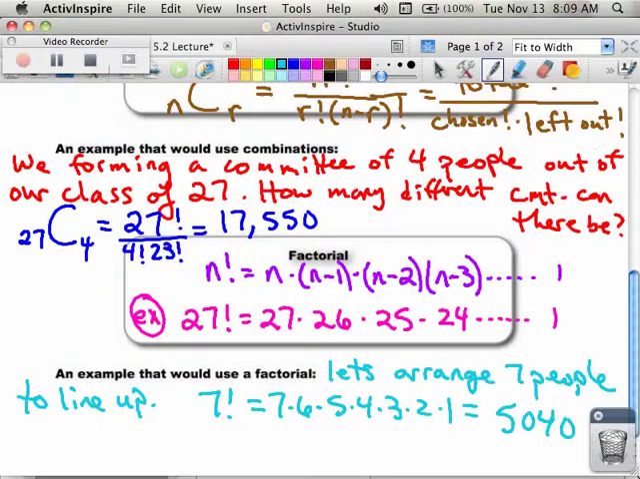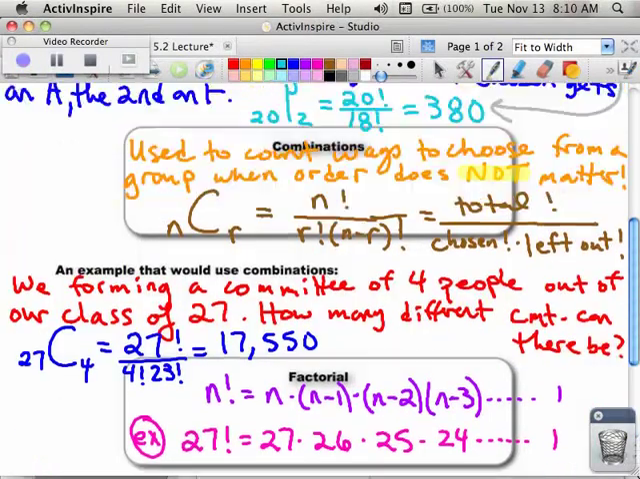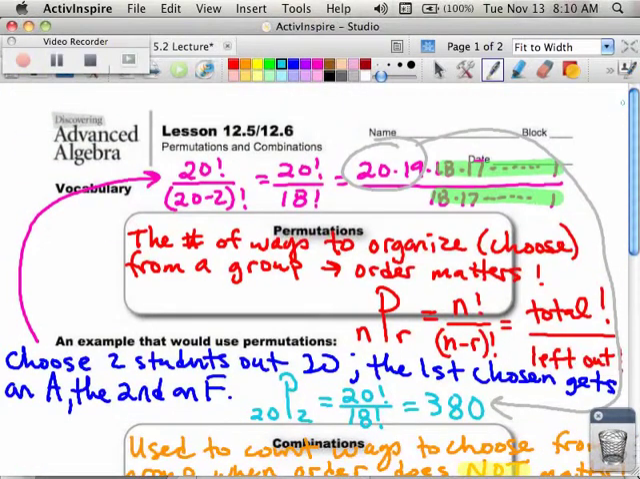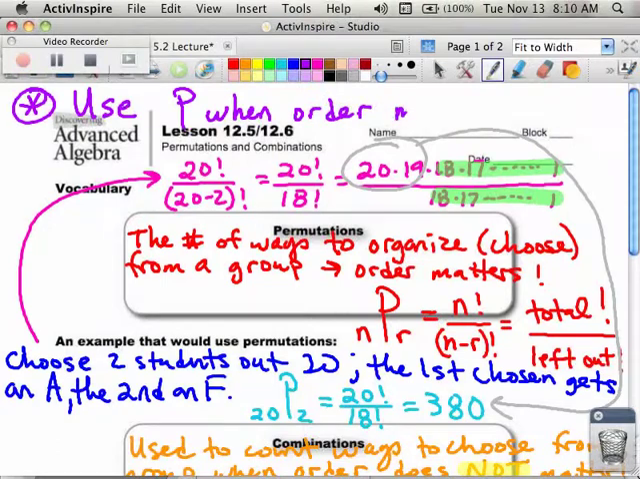The biggest idea today is that we're going to be using these factorial things, but our calculator does it for us. So I want you to put at the very top, important note: use P when order matters. That's the most important thing. If order does not matter, use the C, which is combinations. If order matters, use P, which stands for permutations. We're going to organize them in a certain order.